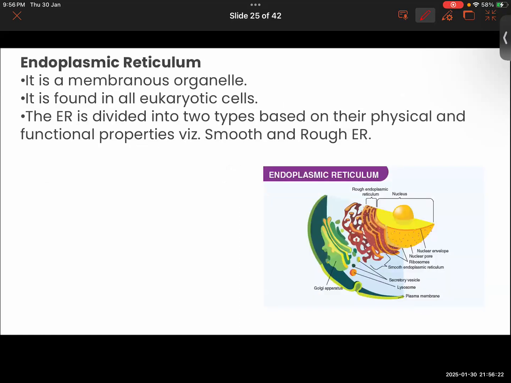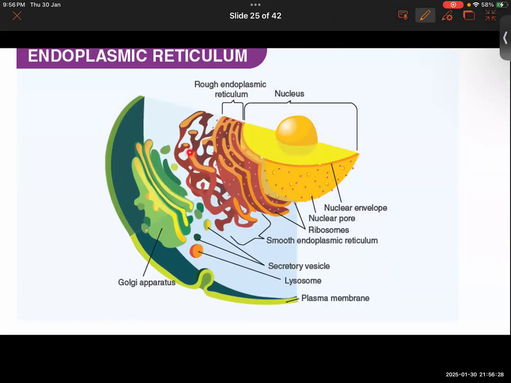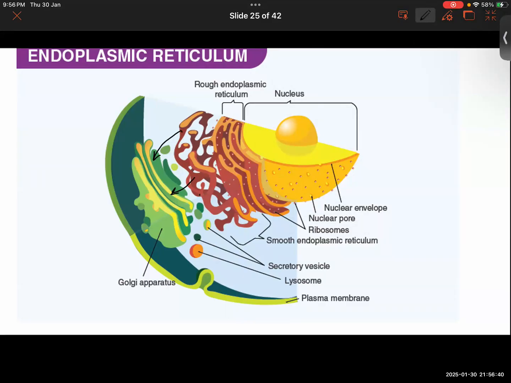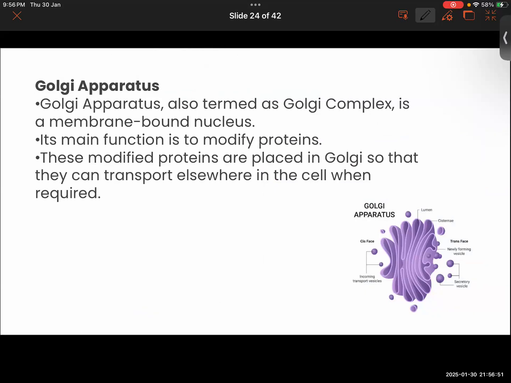So see what is happening here. This structure over here is the endoplasmic reticulum. It is responsible for the synthesis, the production of protein. Now it sends the protein to the Golgi apparatus, which modifies the protein. That's the main function. Another thing is that it is also called the Golgi complex. It is a membrane bound structure, meaning that it has a boundary.